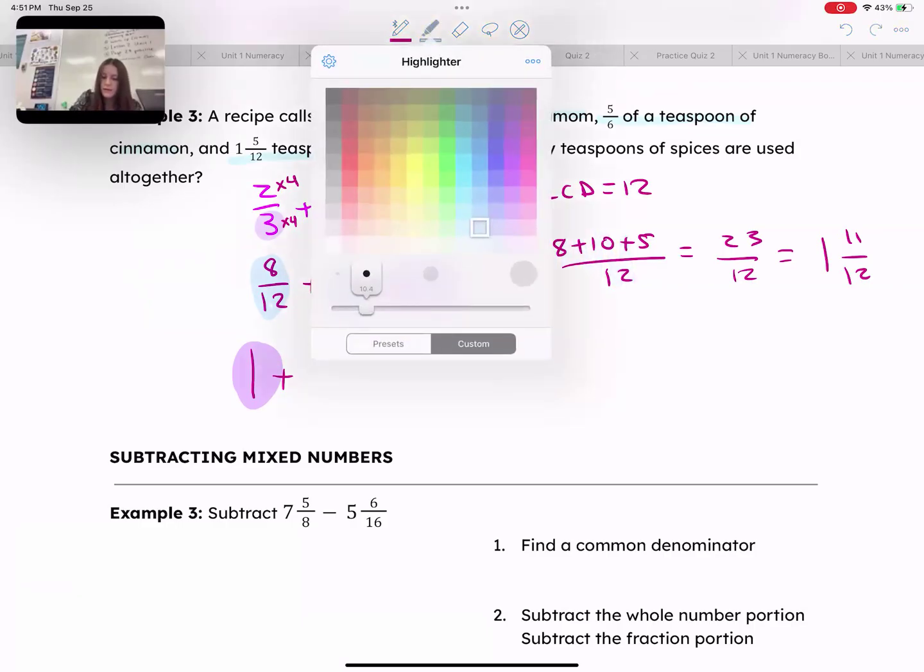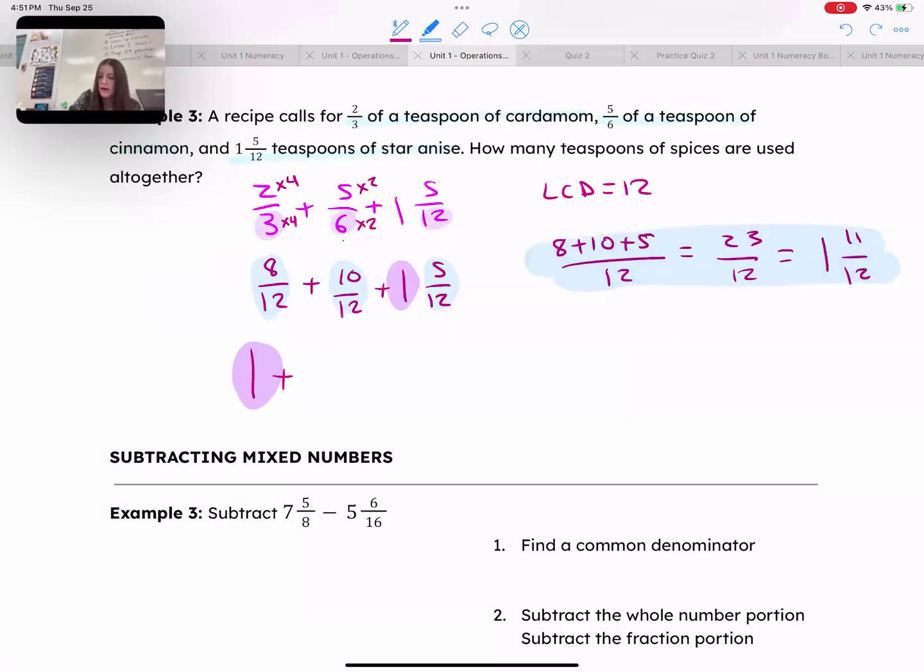Maybe I'll get a big highlighter here. I'm going to add that right back here. When I add these together, it is going to give me 2 and 11 over 12, which is my final answer.